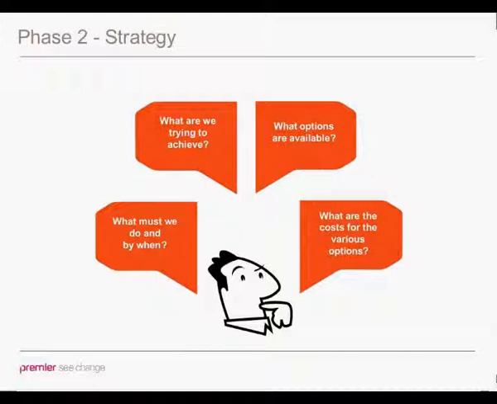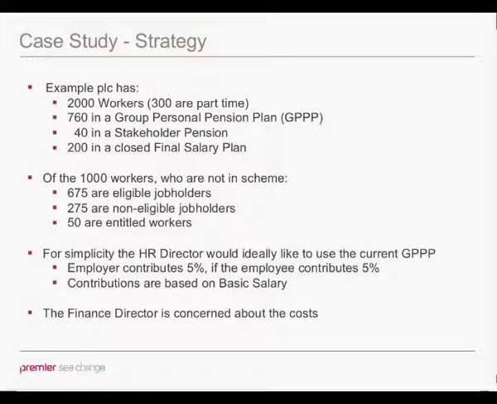So probably the best way to illustrate this is through a case study, and this is based upon a live example. Obviously the name is anonymous, but the figures are broadly the same. This is an organisation that has 2,000 workers, and workers is a term that's used in the auto-enrolment regulations, and it's not just your employees. It could also include people like contractors who work solely for you, so it's quite important that you establish early on who your workers are.